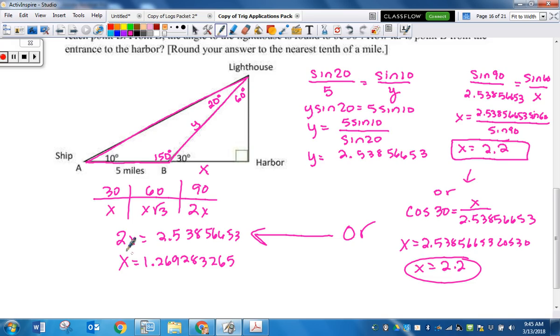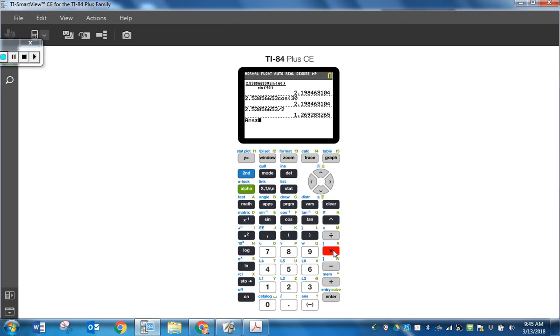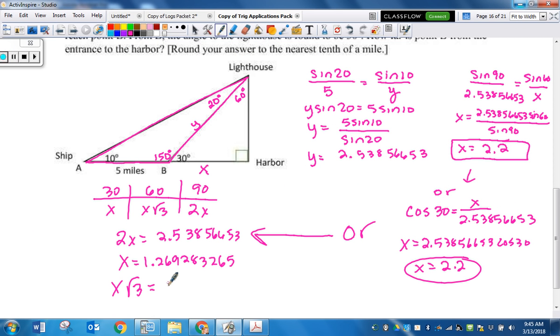1.269283265 is equal to the side opposite 30, but if I want the side opposite 60, I can take that amount and multiply it by radical 3. So x radical 3, so that amount, my calculator, times radical 3, enter, there I get the same number again. Okay, which gives you that x value.